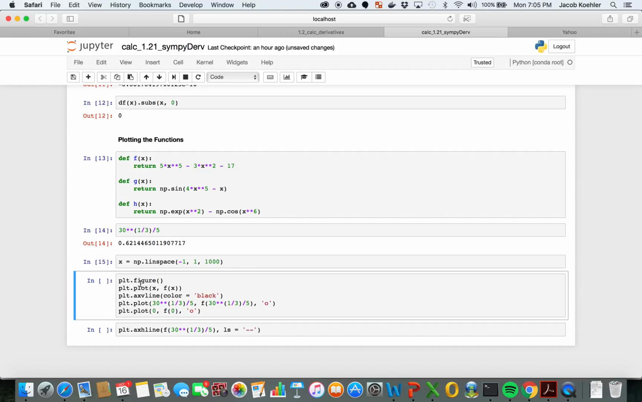Create a figure, plot the function. I have a vertical axis bar here as a reference. And then I'm also going to plot the two points that we said there should be horizontal tangents at. So here is the x coordinate. Here's the y coordinate, the function evaluated at that point. And I just make a circle marker there. Same thing with 0, f of 0.